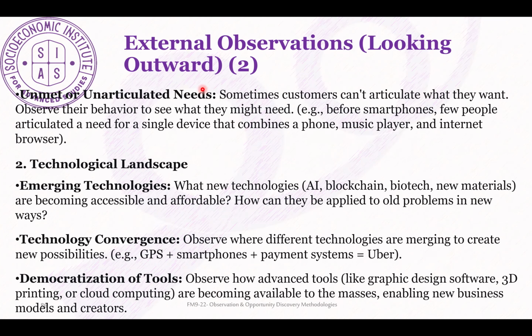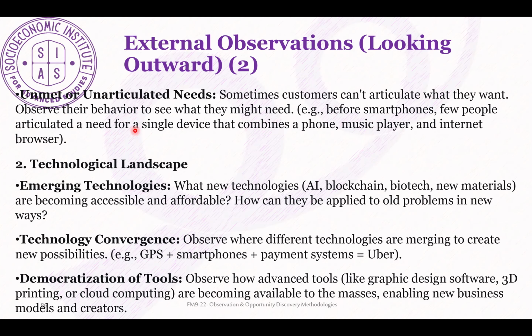Now, there are also unarticulated needs, or unmet needs, that we need to observe. For example, sometimes customers can't articulate what they want, and then you observe their behavior to see what they might need. Before smartphones, few people articulated the need for a single device that combines phone, music player, and internet browser. But based on this observation, Steve Jobs produced the iPhone.